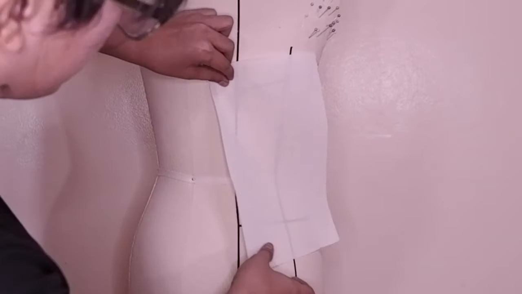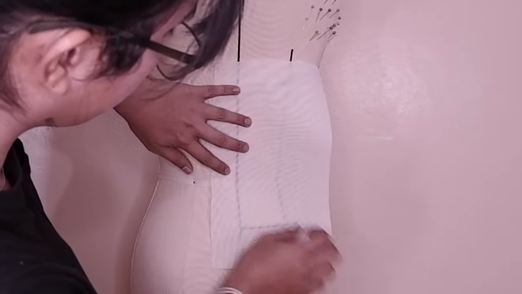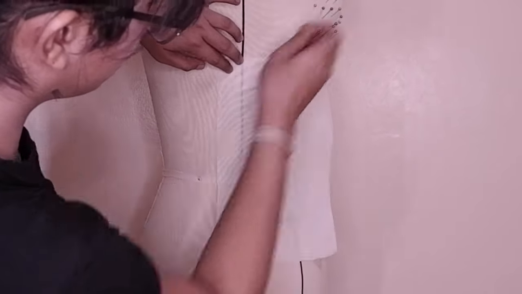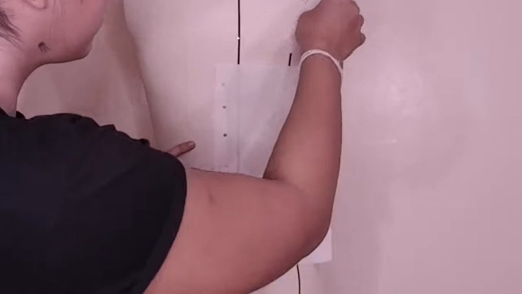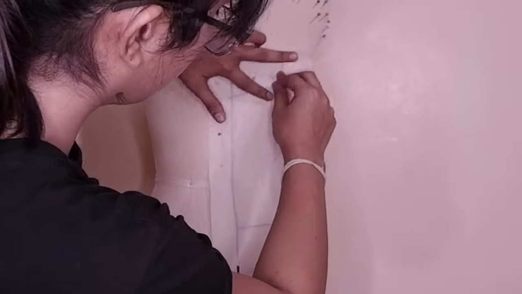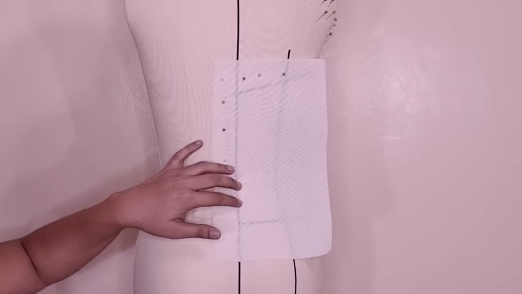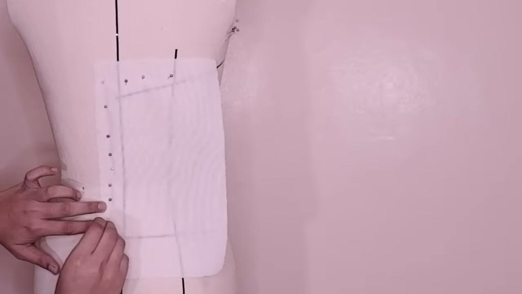Okay, so let's move on to the last and final panel, which is the center back panel. As usual, I will pin the fabric on the center line and on top. And as you guys can see, I'm snipping off the tension, particularly on the waist area, and I will do the same on the other side.